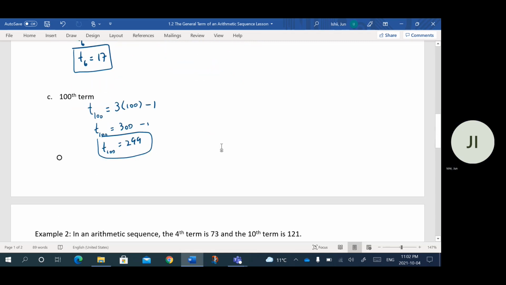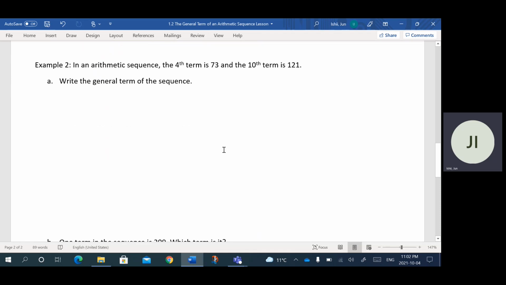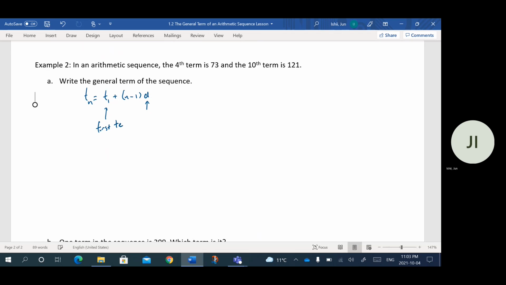All right, cool. Let's try this next example. In an arithmetic sequence, the 4th term is 73 and the 10th term is 121. We want to write the general term of the sequence. The formula again is Tn equals T1 plus bracket n minus 1 times d. Notice that to get the formula here, there are 2 things we need to find. We need to find the 1st term, and we also need to find the common difference.